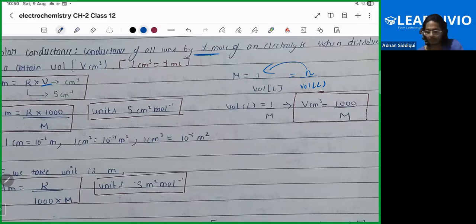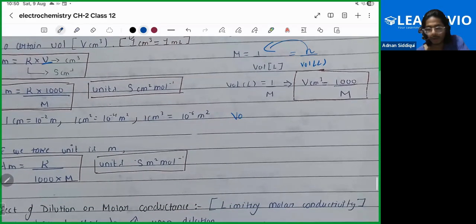Now, what we know, if you have to convert liter into centimeter cube, basically milliliter, you will divide it by 1000. Basically, if you have to find volume in centimeter cube, you know centimeter cube is how much? 1 milliliter.